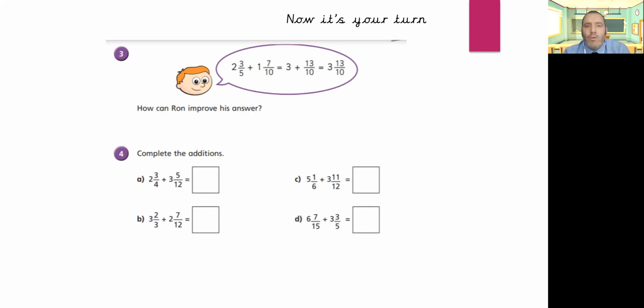Question 3, how can Ron improve his answer? So have a look at the answer that he's got. What could he do to it to improve it? And then you've got some further additions to have a go at. So if you've gone back and rewatched the beginning of the video, had a look at the other method that you maybe didn't use, try out the new method again and see what you come up with. Pause your video here.